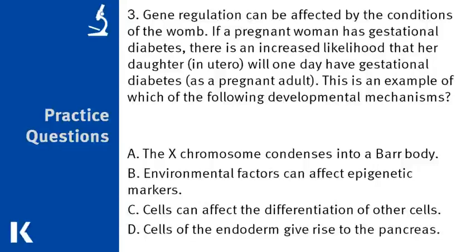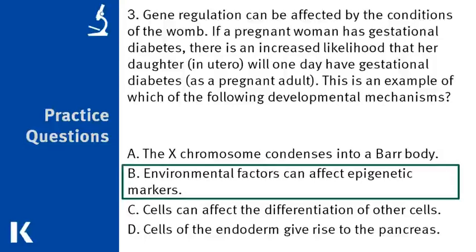So we're asked to find an answer that relates gene regulation to environmental factors during pregnancy. Answer choice A is out because this has nothing to do with environmental factors, although Barr bodies are certainly a method of gene regulation. Answer B connects the idea of environmental factors and epigenetic markers, which we learned are a method of gene regulation. If you remember turning genes on and off with methylation and acetylation, this is what epigenetic markers are. So B is precisely our answer. C merely describes induction, and D describes differentiation, topics that don't really answer the question posed.